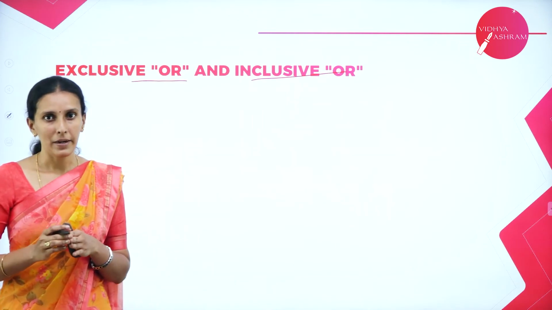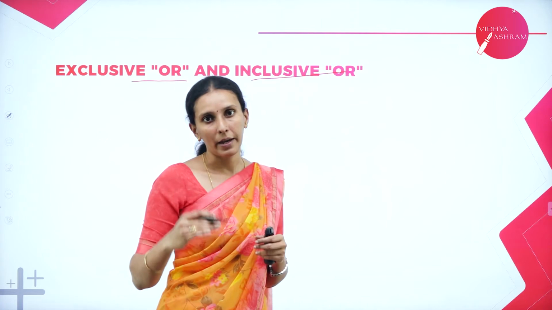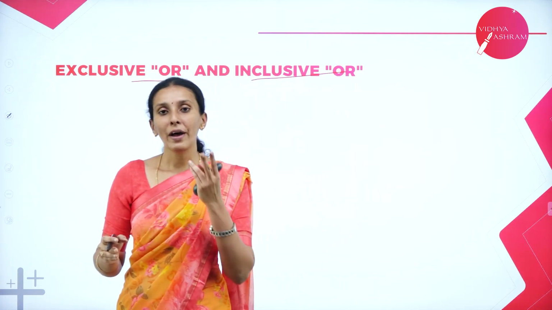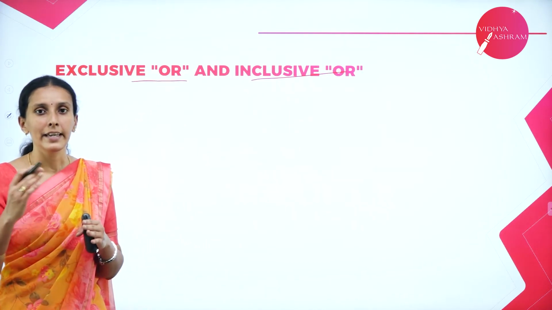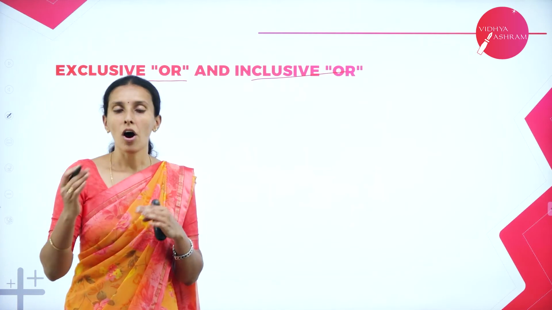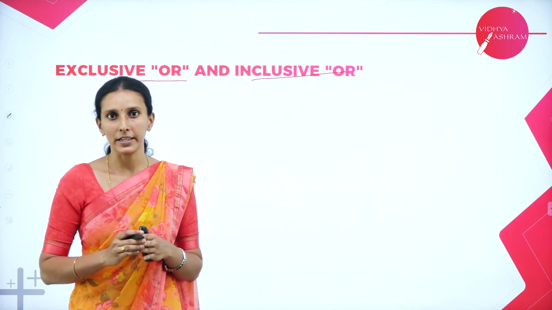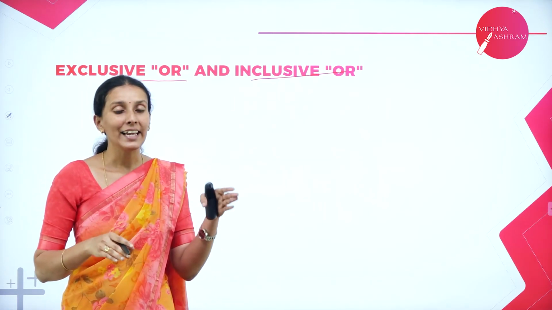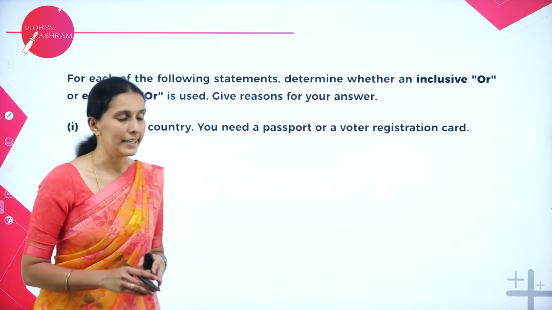The second statement I'll say, the student who has studied biology or chemistry can apply for MSc. So you have two options here. Either he is from biology or from chemistry, he can study MSc. So here both are included. Therefore it is called inclusive OR. So let's take an example, study it in detail.